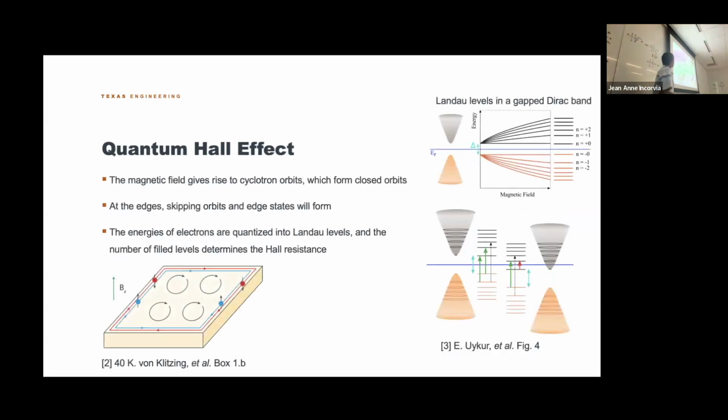So in the quantum Hall effect, the magnetic field will cause cyclotron orbits. In the middle of the material, all the orbits will be closed. But on the edges, you'll get skipping orbits, and these will cause edge states. Because of this, this is also called a topological insulator. The reason why it's quantum is because the energies of the electrons get quantized into these Landau levels. And the amount of Landau levels that are filled will tell you the Hall resistance of the material.